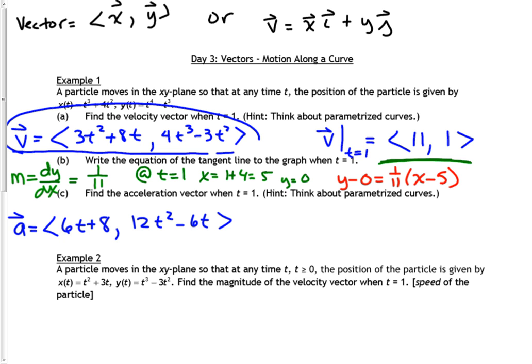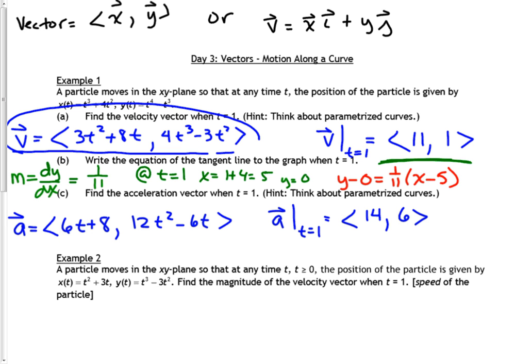And then I don't really care about the actual function. I want to know what's the acceleration at t is equal to 1. And so when I work that out, I get 6 plus 8, which is 14, and I get 12 minus 6, which is 6. So here is my acceleration vector at time t is 1. Moving on to example 2.